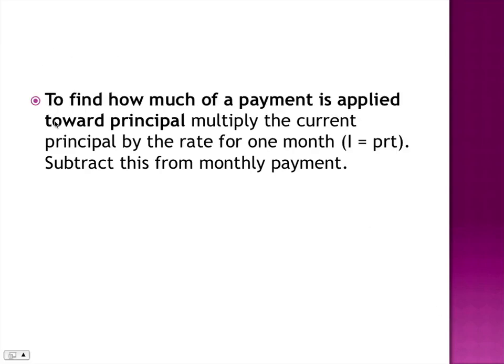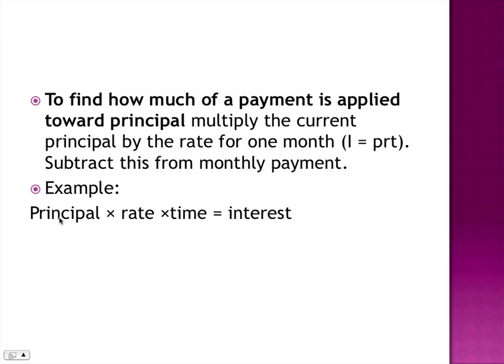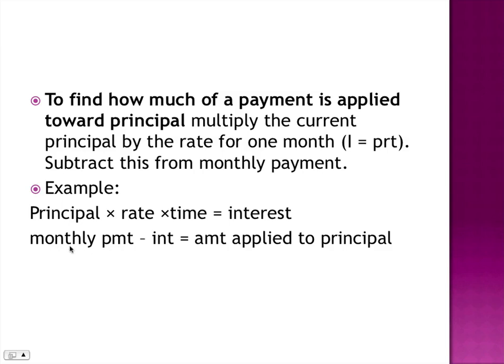Now, let's get down to the nitty-gritty. And so if we're looking 30 years, we're talking 360 payments. Now, to find out how much of a payment is applied towards principal, you simply multiply the current principal by the rate for 1 month, and you're going to use the I equals PRT formula. So all of this is still based on your simple interest formula, and then you subtract this from the monthly payment. So as an example, you take your principal times the rate times the time, and that equals your interest. Okay, and then the monthly payment minus the interest gives you the amount that you actually get to apply towards principal to amortize or kill off your mortgage.